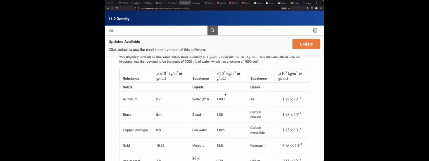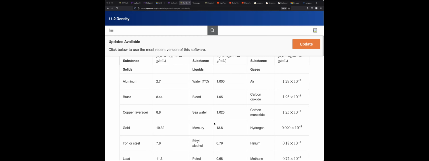Liquids, you can see here, we have 1 gram per milliliter. A milliliter is 1 centimeter cubed. So it's like a box, 1 centimeter on each side, in case you're wondering. Blood, 1.05, slightly more dense than water. Seawater, also slightly more dense than water. Mercury, much more dense. Mercury is the only elemental metal in nature that exists as a liquid. And so liquid mercury, quite dense.